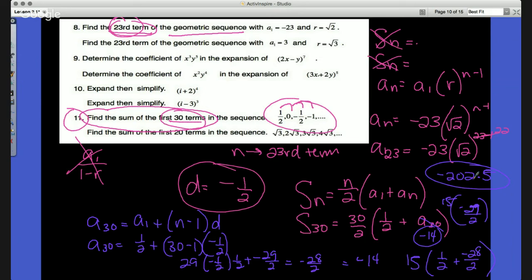Check that with me. Make sure we're all clear on that. It looks as though we got that one completely right. Again, we're finding the sum of the first 30 terms, and we did that right here by plugging into our arithmetic sum formula, and then finally at the end, identifying what the sum was there.